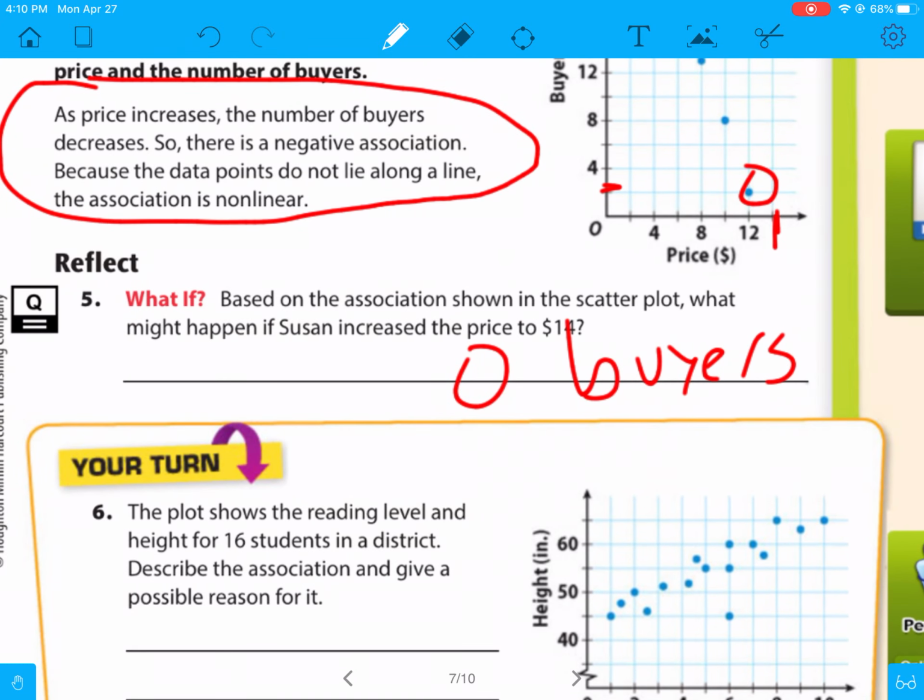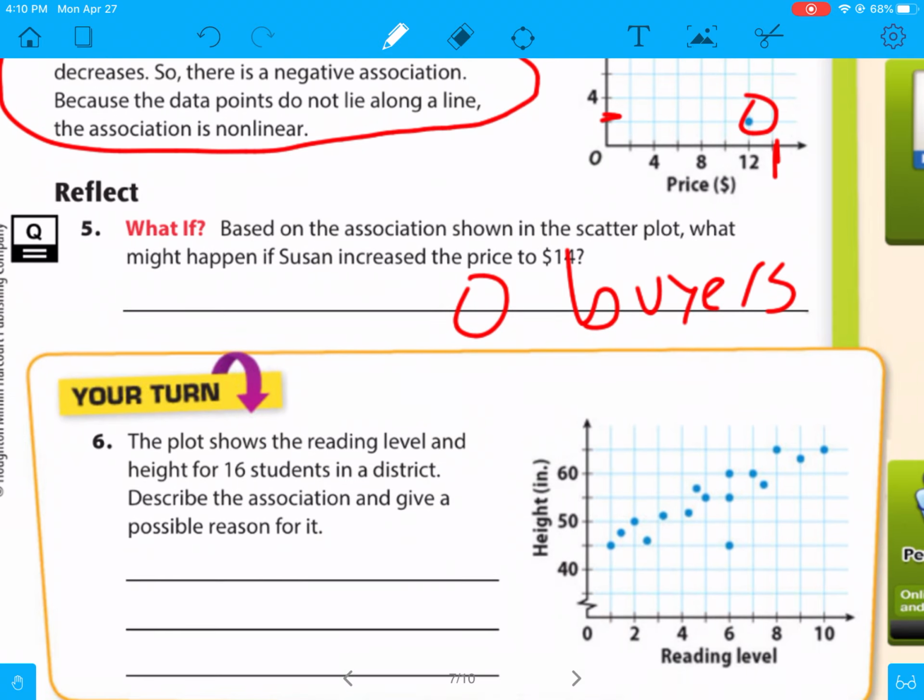All right. So for your turn on number 6, it says the plot shows the reading level and the height for 16 students in a district. Describe the association and give a possible reason for it. So this is talking about 40 inches to 60 inches. 40 inches is like 3'4".